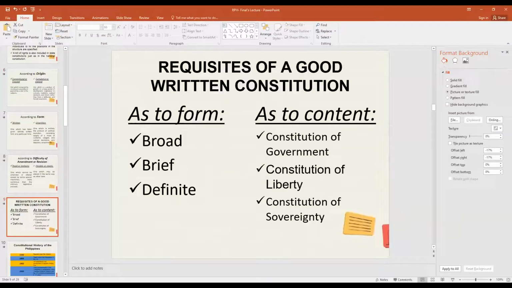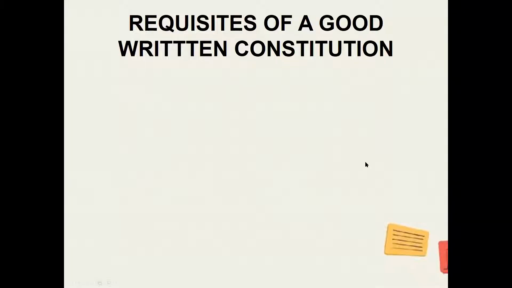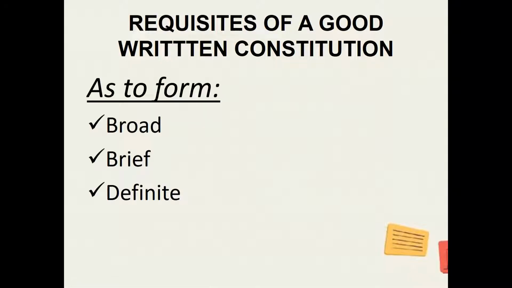So what are the requisites? What are the requirements of having a good written constitution? As to form, a constitution should be broad, brief, definite. So this means that when you write a constitution, always remember that you are not writing a novel. Just like if you are making your constitution and bylaws in your different school organizations, you're not supposed to be writing a novel.